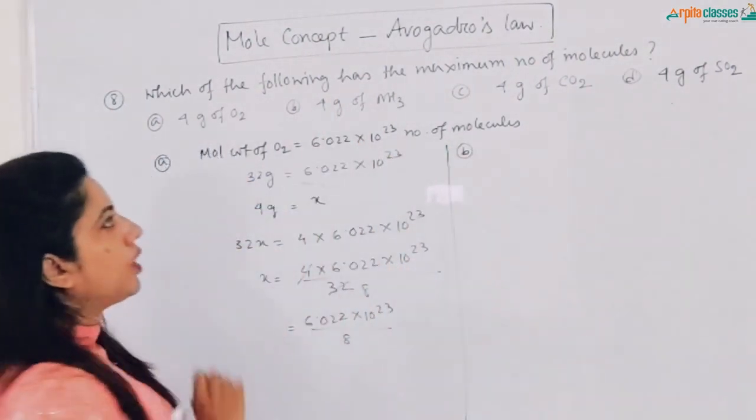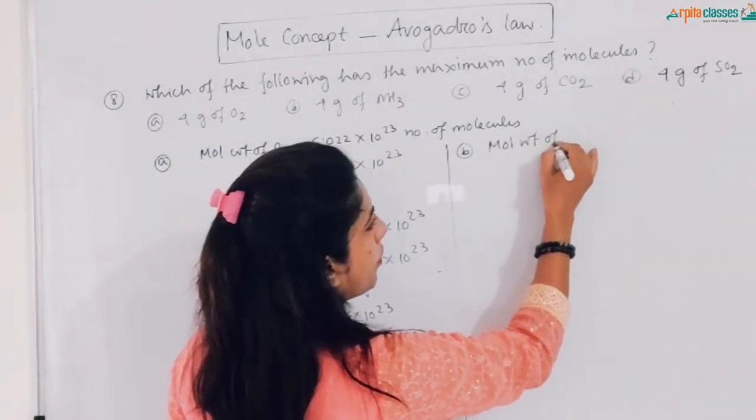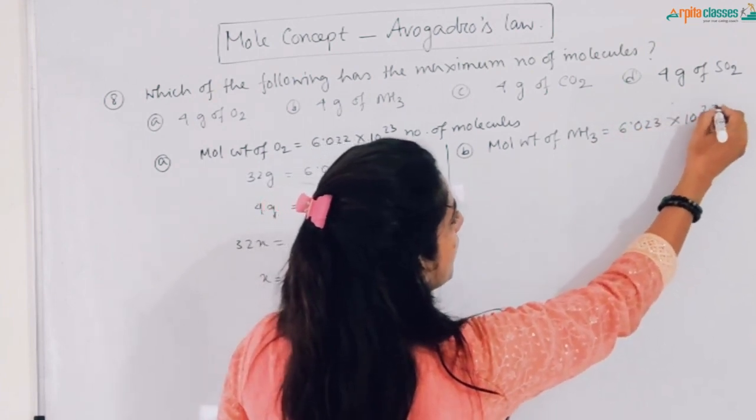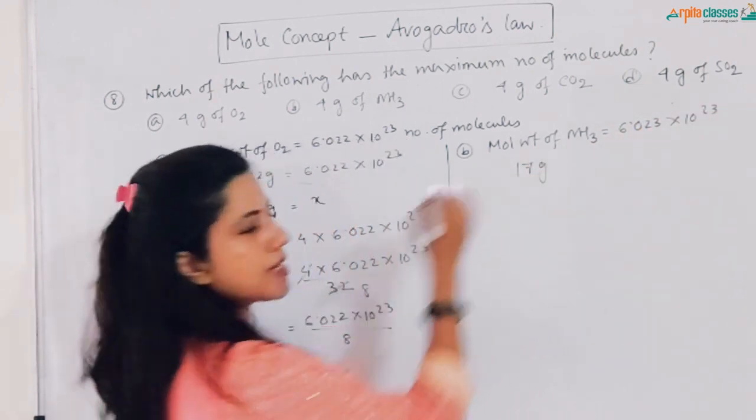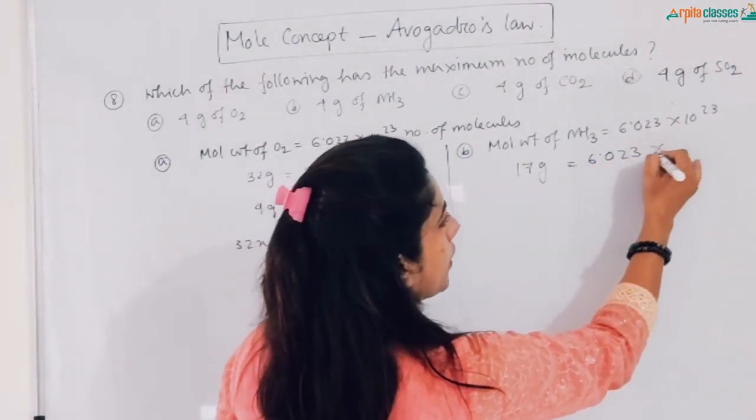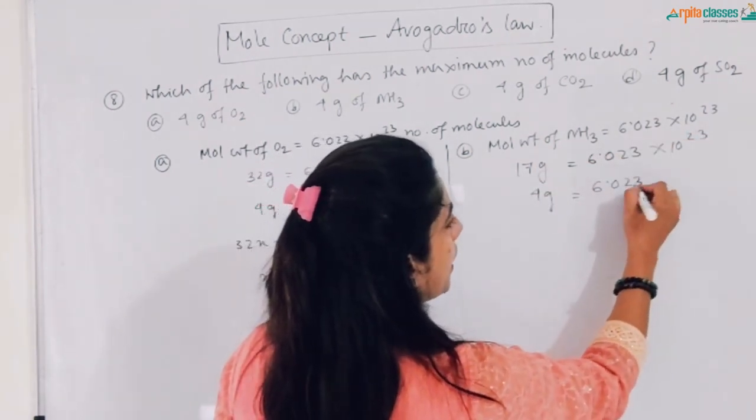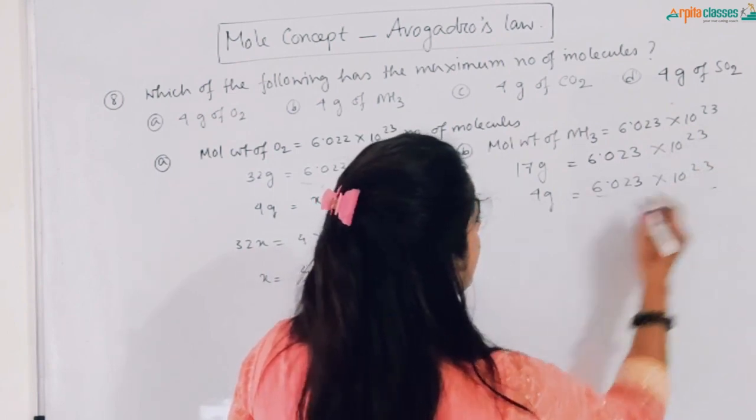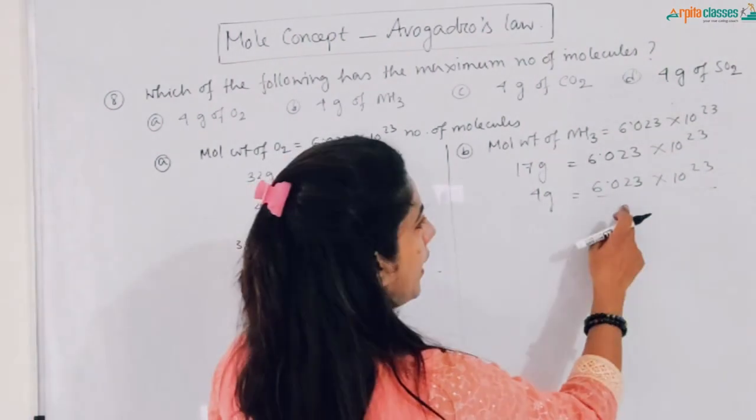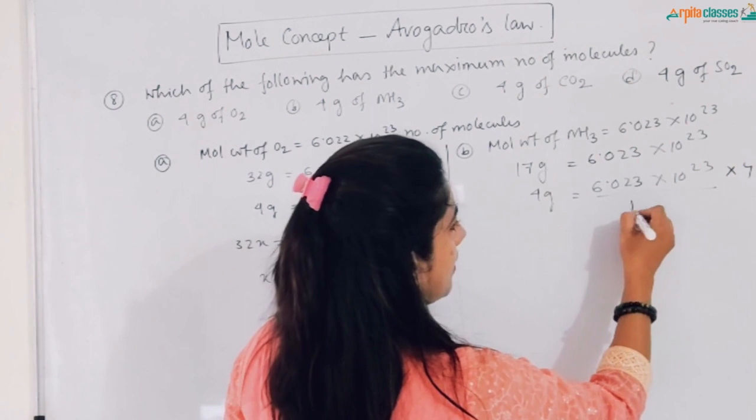B is 4 gram of ammonia. So we'll write the molar mass, the molecular weight of ammonia, is equal to 6.023 into 10 raised to power 23. Now the molar mass of ammonia is 17 gram. 17 gram is equal to 6.023 into 10 raised to power 23. Therefore 4 gram is equal to, actually we have to cross multiply. So 17 into x is equal to this into 4, divided by 17.